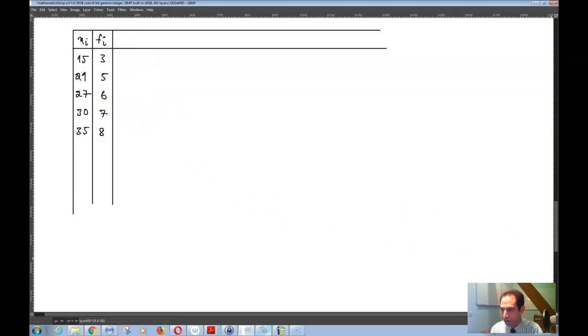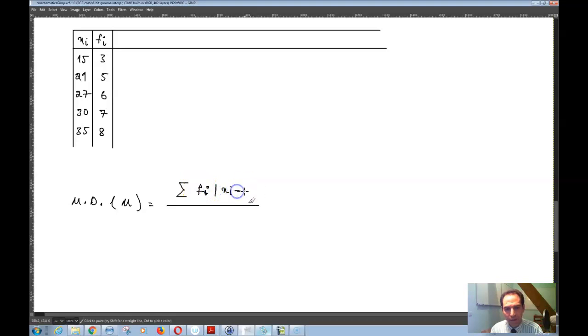And then you want to find the mean deviation about the mean, right? And that is equal to the sigma of f of i times the absolute value of x of i minus m, where m is the median, divided by sigma f of i. Now, I need to find out what my median is.